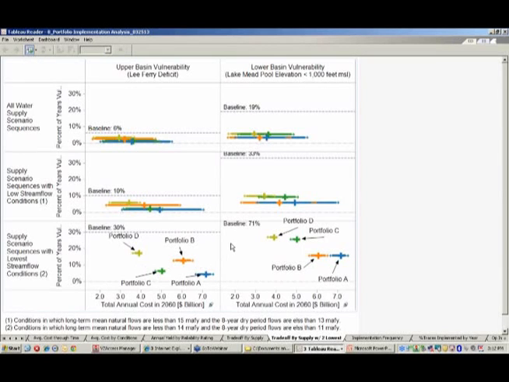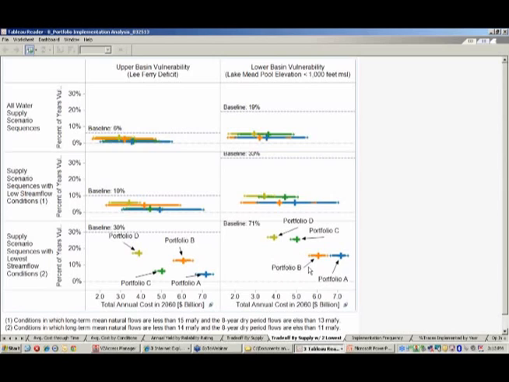Similarly, if we look at the lower basin Mead below 1,000 vulnerability, we see that the baseline result was 71% of years vulnerable, and that we are able to actually bring that down to around 25% with portfolio D, which is again our portfolio with the fewest number of options. It's that common space in the Venn diagram, and probably what's happening here is it's just running out of options, and so it's somewhat capped at its cost because of the number of options and yield at hand. However, some of our other portfolios with more options and related higher cost can bring that vulnerability down even further.